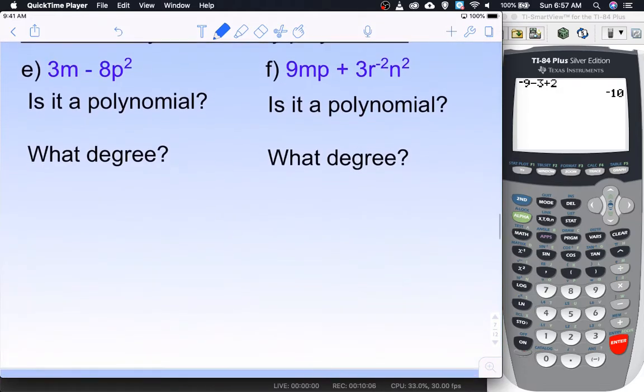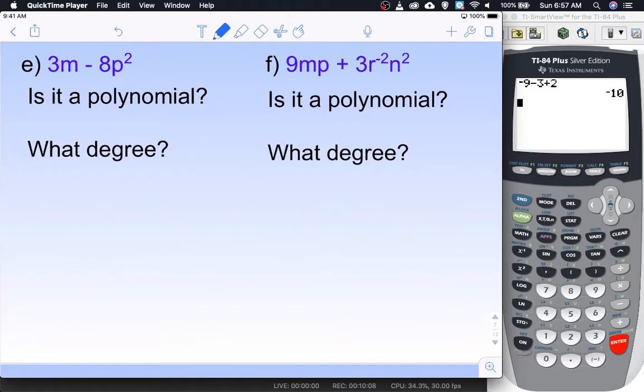All right, so I've done a couple. Let's have you try a couple. So go ahead and pause the video and try these two right now. Is it a polynomial, and what is the degree? First one is yes, it's a polynomial, and it is a second degree because of this piece. Letter F, this is not a polynomial because of that piece. It's not allowed. You're not allowed to have negative exponents on a variable. Your variable is not allowed to be in a denominator. You cannot have a variable for an exponent.